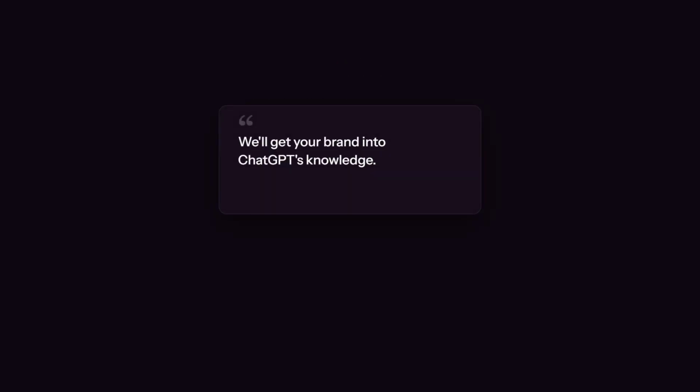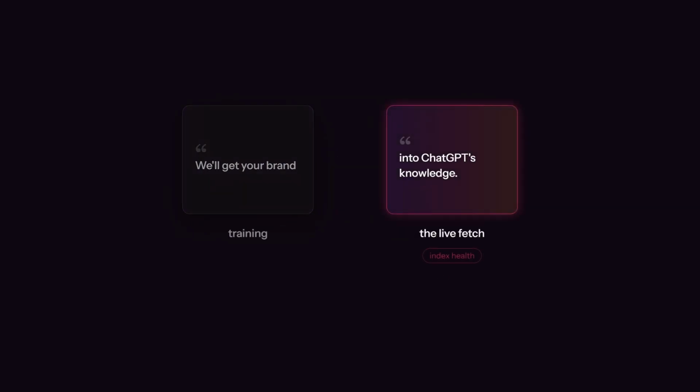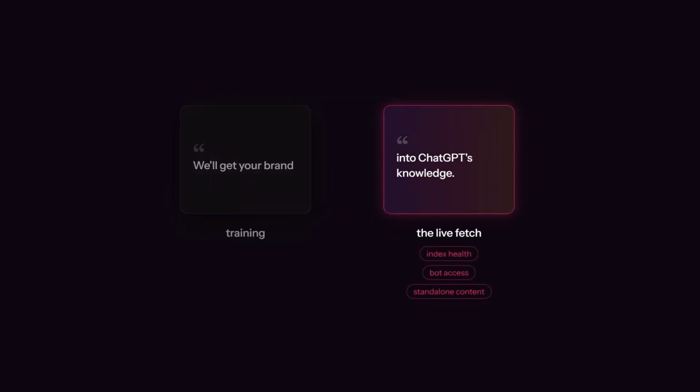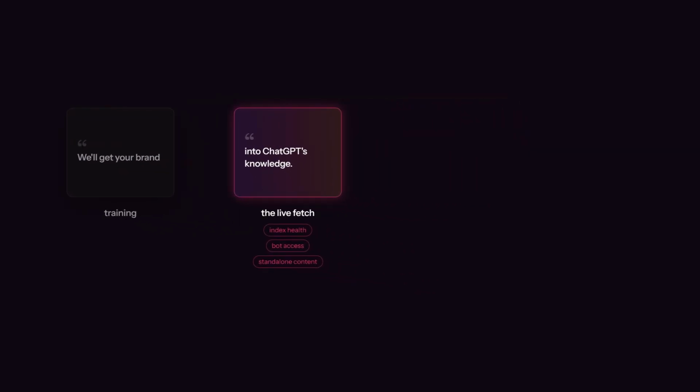Test yourself with one scenario. A vendor says they'll get your brand into ChatGPT's knowledge base. You can now split that claim in half. If they mean training, they're selling the uncontrollable. If they mean the live fetch, the honest version is index health, bot access, and content that stands on its own. Ask which one they mean, and watch their pitch carefully.